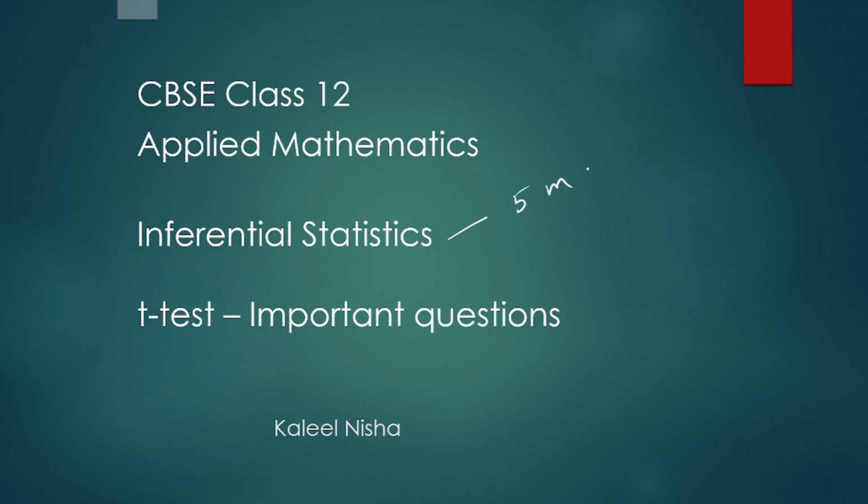So the only possibility of dividing this 5 marks into 2 questions is we can expect one 2-mark question and one 3-mark question. So if we see the questions from t-test, it can be asked for this 3 marks.